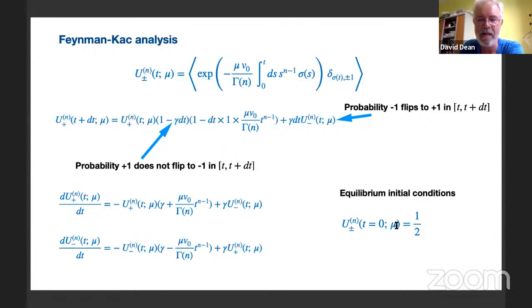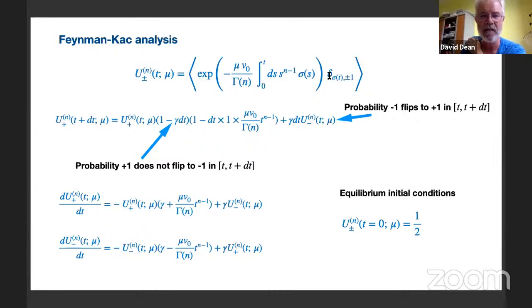Now, if I look at equilibrium initial conditions, so if I set t equal to 0, there's nothing here, so this term is equal to 1. And the expectation value of this is just a half, because sigma is equal to 1 or minus 1 with equal probability. So there you have your boundary conditions.